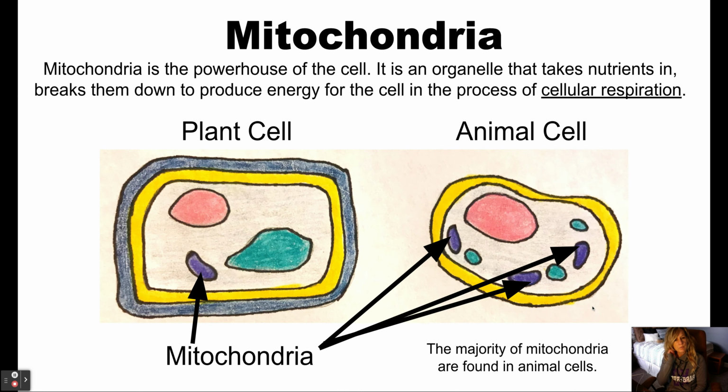Okay, we also have the mitochondria. Within both a plant and an animal cell, we have mitochondria, and that's the powerhouse of the cell. It takes nutrients in, breaks them down to produce energy for the cell in a process called cellular respiration. Typically sugar is the nutrient that it's taking in, and it will break it down and produce energy for that cell.